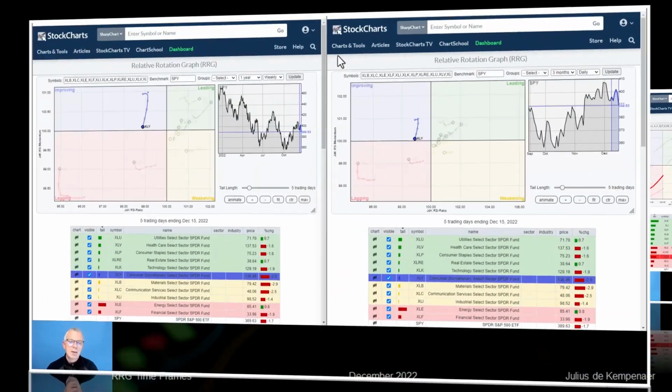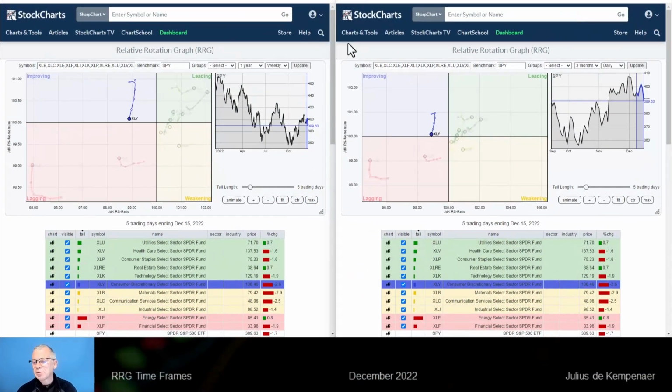As we recently introduced intraday time frames on relative rotation graphs, we can now also go to more detailed analysis of rotations on intraday levels.